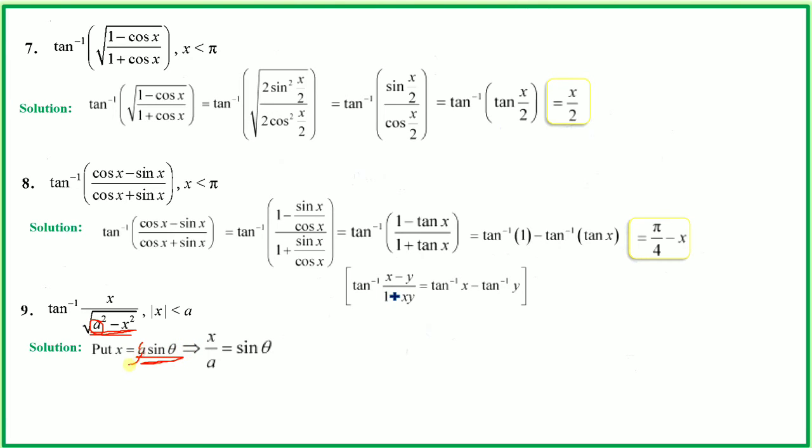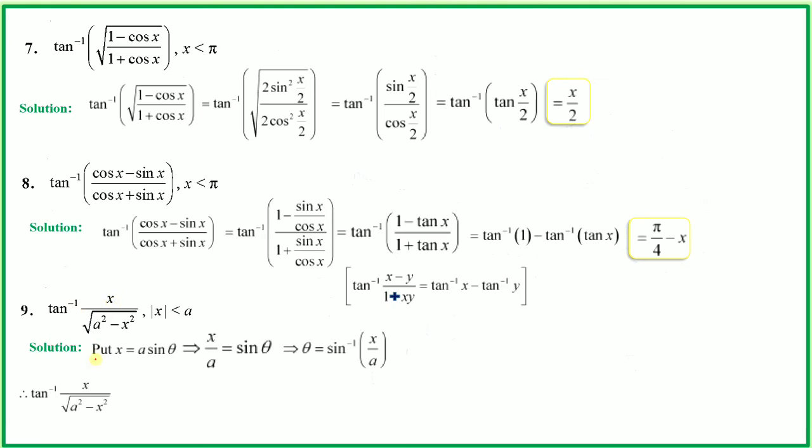Then x upon a is equal to sine theta. This implies theta is equal to, taking sine inverse on both sides, sine inverse x upon a. So sine inverse x upon a is equal to theta. This value we will be putting at the end.